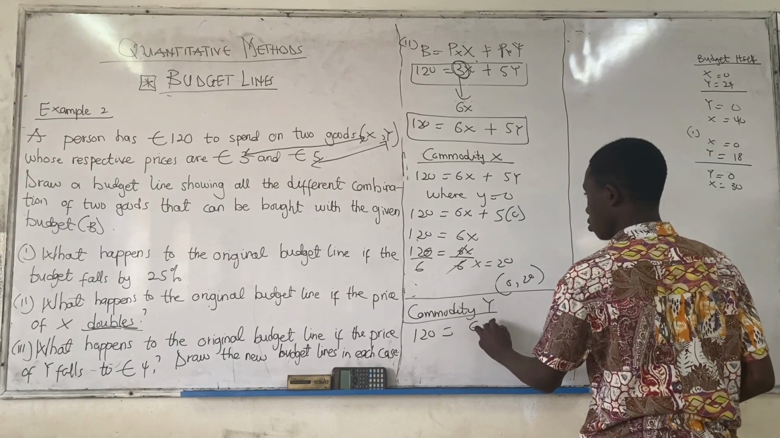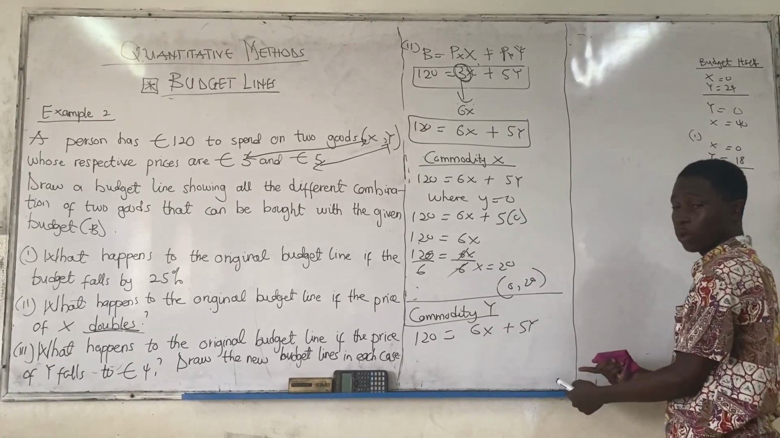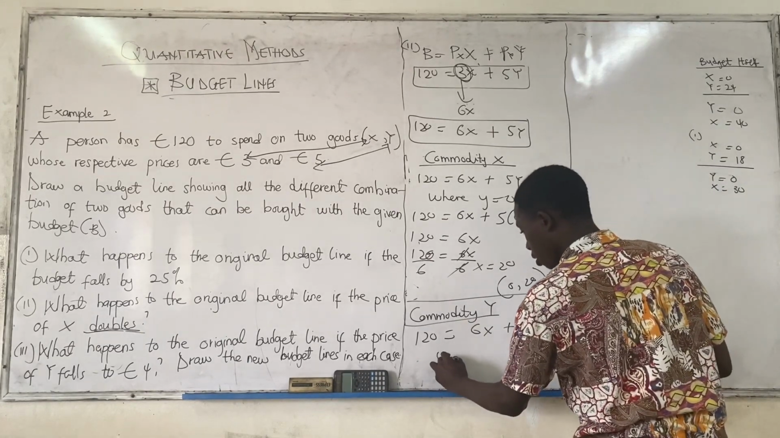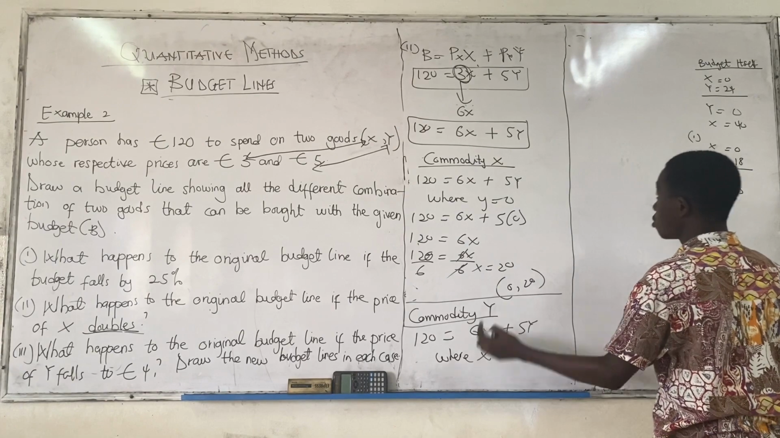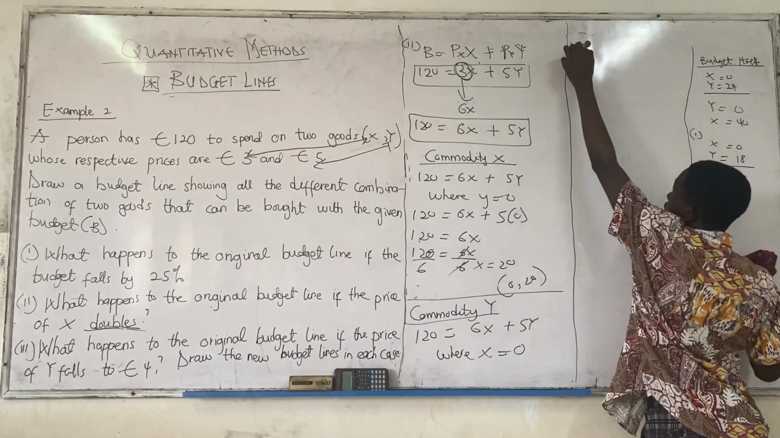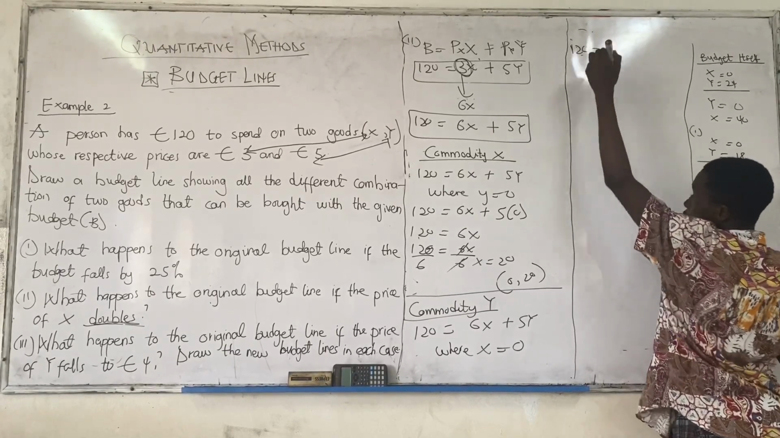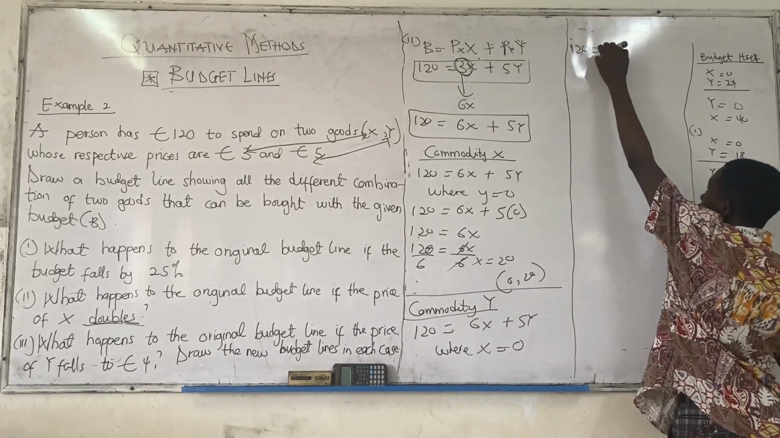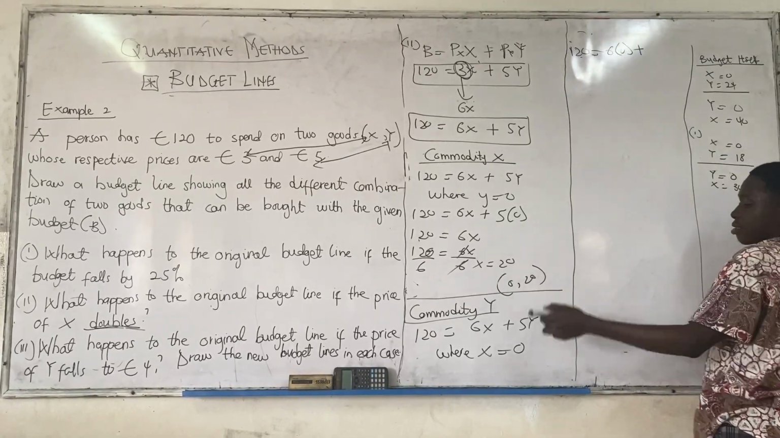120 is equal to 6x plus 5y. You want to find y, so you also make x 0. So where x is 0, we have 120 is equal to 6 plus 5y.